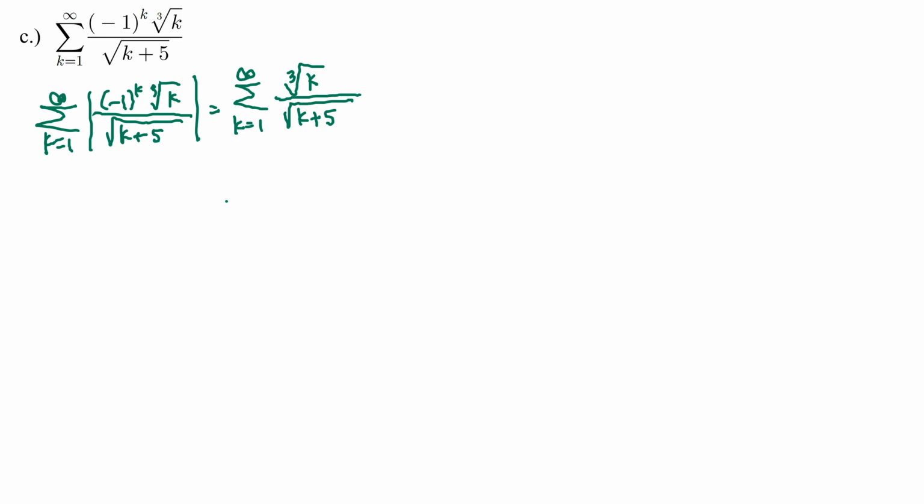Now, a quick glance would tell us that the divergence test would fail, so I'm going to go for the limit comparison test again. This will be similar to the series from 1 to infinity of the cube root of k, and I'm just taking the leading term in both the numerator and the denominator. So let's see if we can figure out what this guy does.